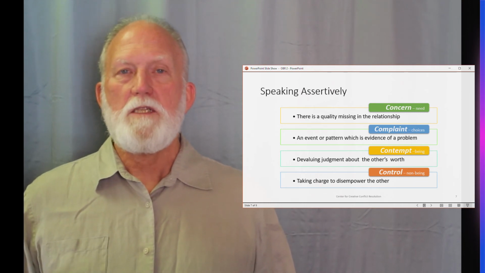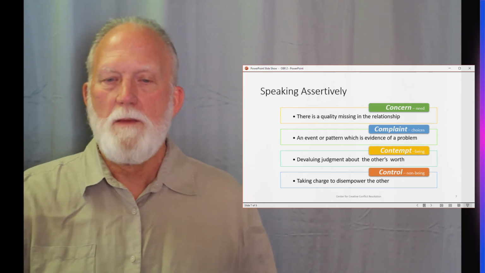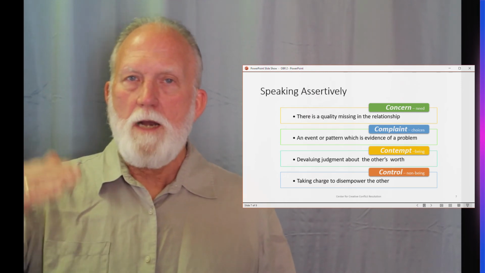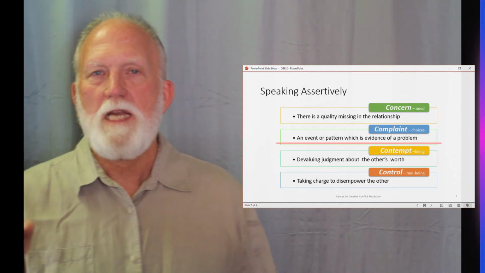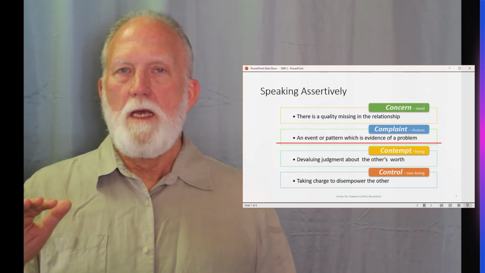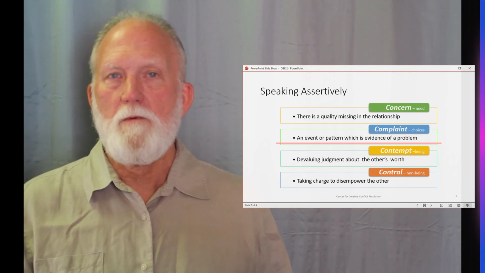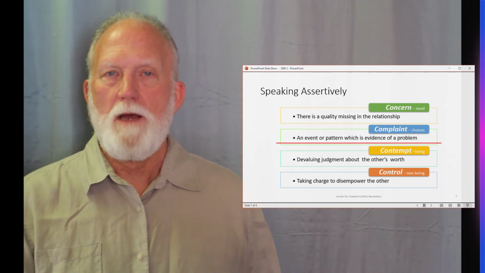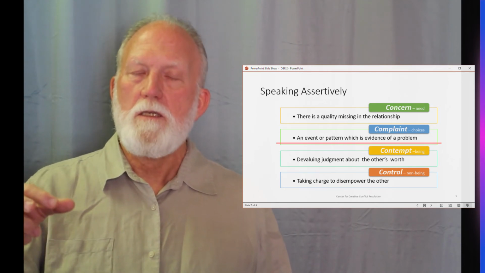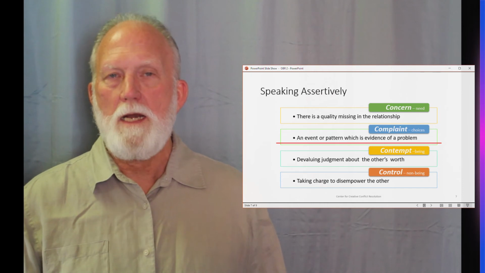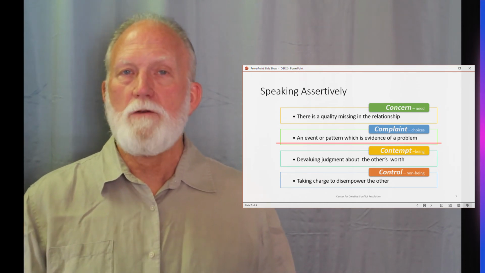So this becomes a kind of process going from concern to complaint to contempt to control. And we want to start on it, but we don't want to go all the way down. We want to see that red line. We want to stay above the red line. And to be clear about what it is, what's the quality that's missing for me, and what is it that's happening that raises this as a problem, and not drop down into being contemptuous or controlling. It's hardest to keep ourselves from dropping under the red line when we're really angry. Which is not to say that anger is a problem.